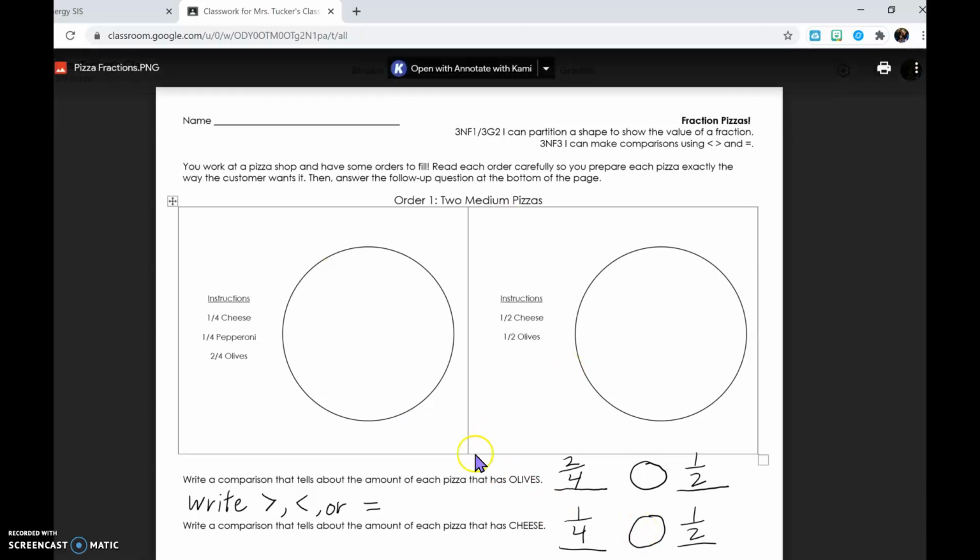You can do this by taking a screenshot. You can write all of this on a piece of paper. That is your choice. You get to choose what you do there. All right, you need to turn this into Google Classroom, and then you'll be done with math for today.